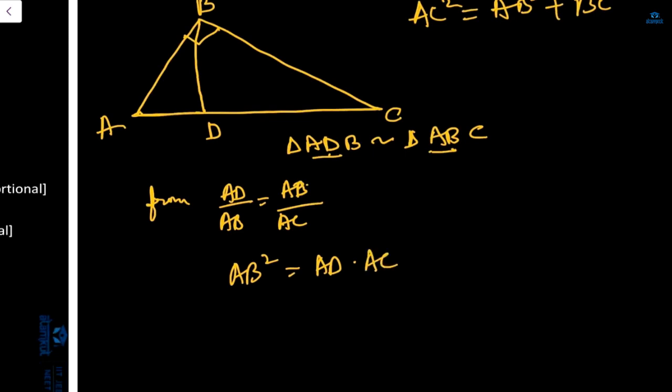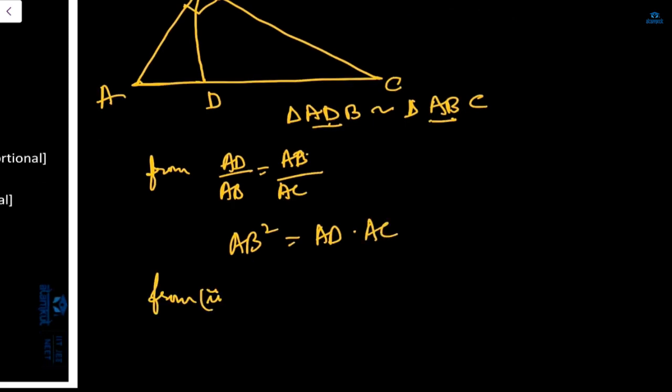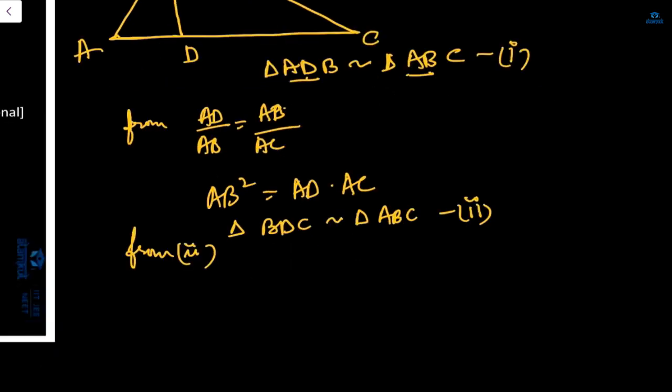Now similarly for the second one. That was the first, now what is the second? The other small triangle, BDC, is similar to triangle ABC. This one is the second. From the second, again we get the corresponding sides in the ratio, that is DC upon BC is equal to BC upon AC.